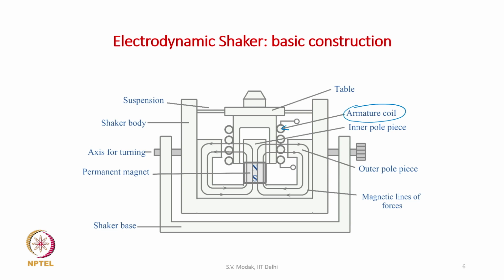Then this armature needs to be supported, it cannot hang in space. So, that is why we have something called suspension. This suspension is very flexible and it supports the armature on the shaker body. This is the shaker body, you can see. Then we need the magnetic field. You can see here we have used a permanent magnet, and these are the N and S poles of the magnet. This is the magnet here.